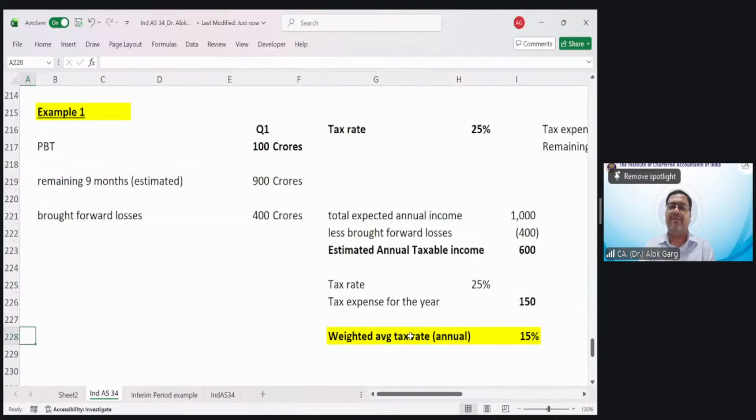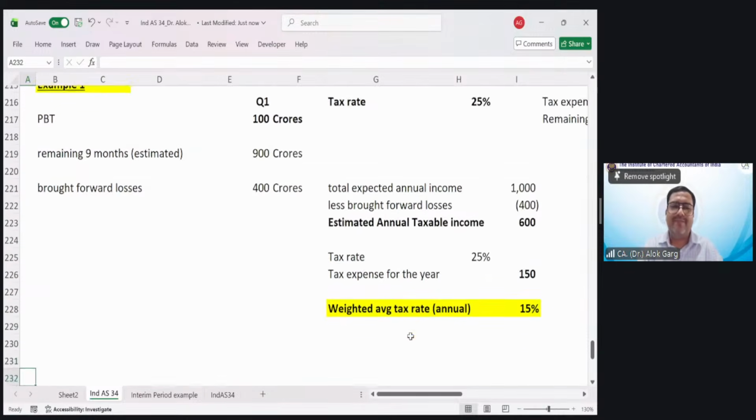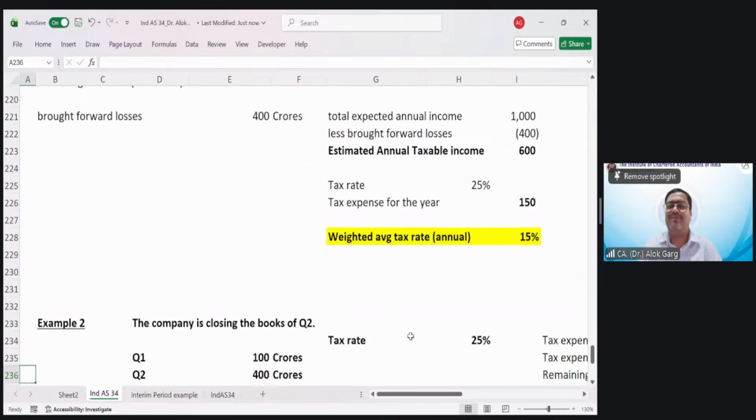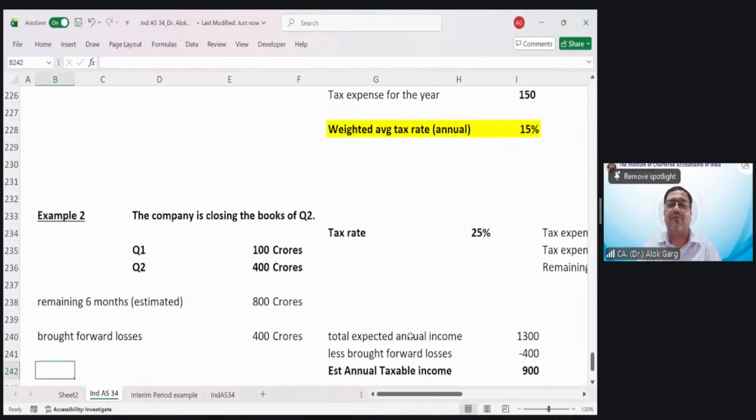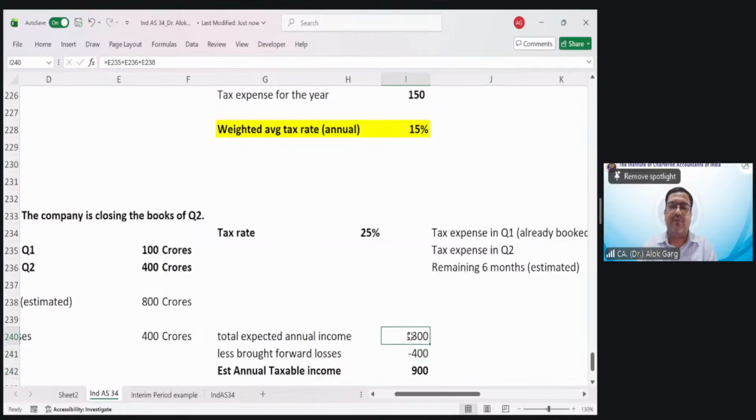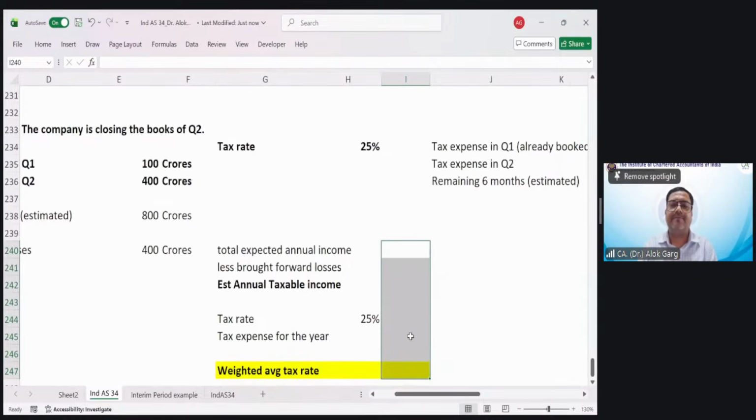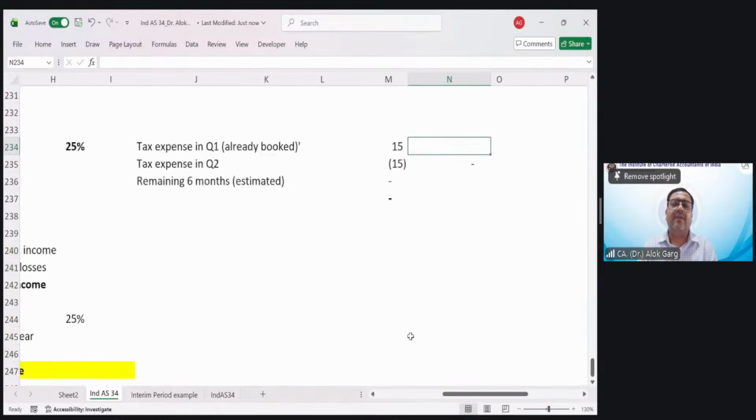Now let's make it more complex. Let's come to quarter two. The company is closing the books of quarter two.